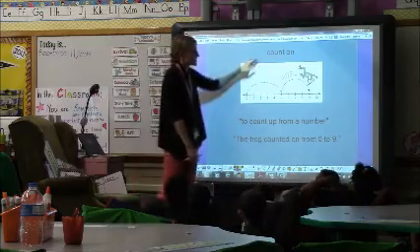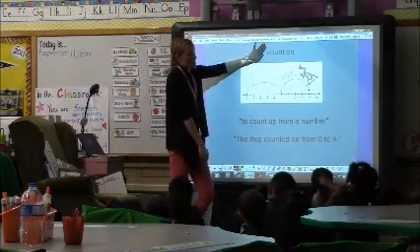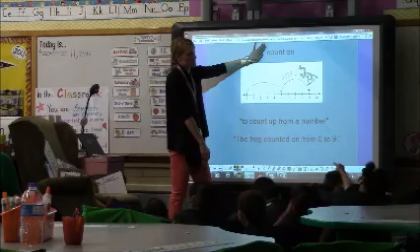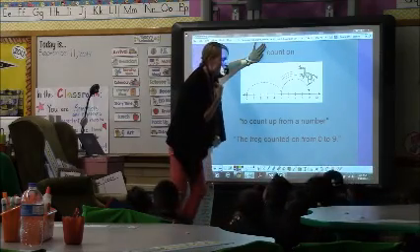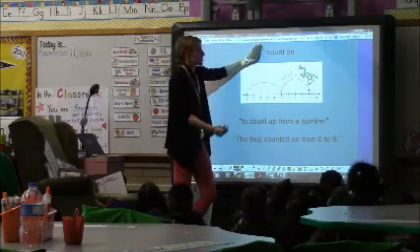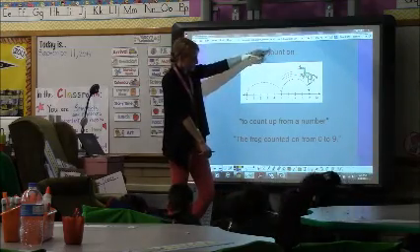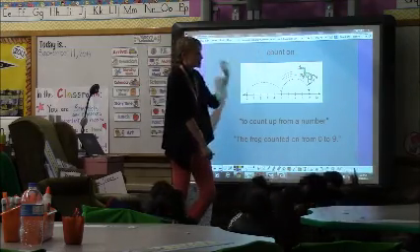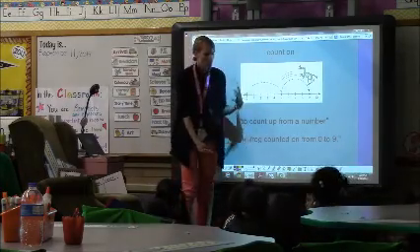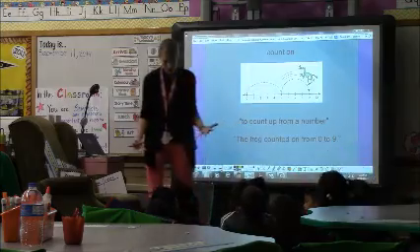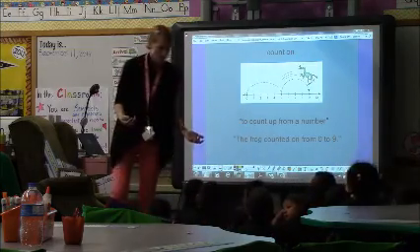But first I want to teach you a new vocabulary word. Count on. Count on! When we count on, we are counting up from a number in order to add. So please tell your partner in your own words, what does it mean to count on? What does that mean?